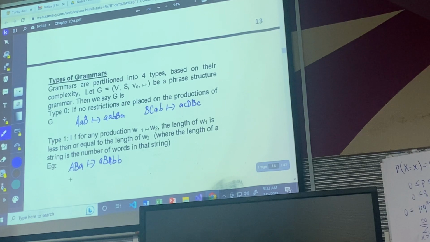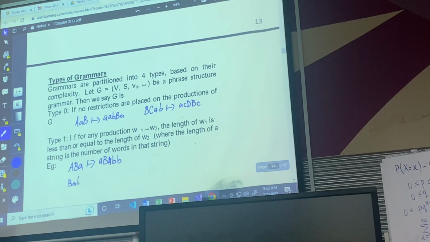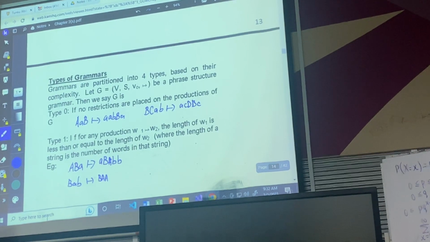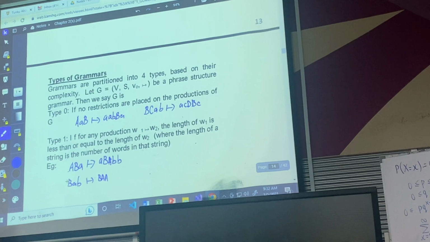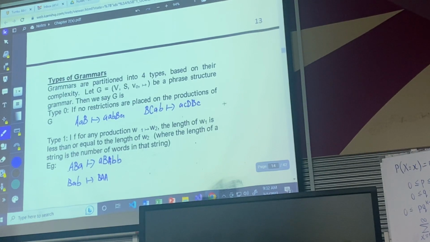It can be like this, B, A, B. You substitute with B, A, A. No problem, because they have the same length. Terminal or non-terminal, no restriction here. So it can still be a combination of the two, whether it is terminal combined with non-terminal, terminal only, or non-terminal only. Okay? This is type 1.